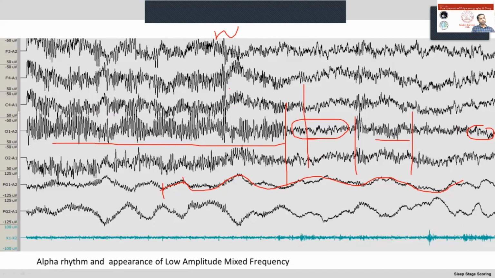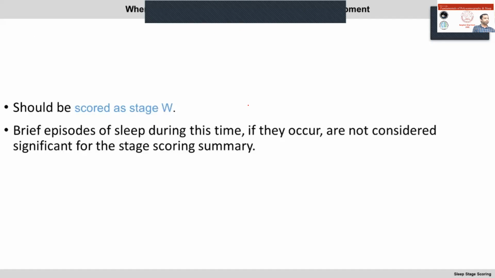So how is this wake stage getting transition into N1? So wake to N1, okay. But due to the rules, we cannot mark it as N1. We have to mark it wake, because initially I told you most of the epoch is covered by the wake stage. Okay, so it should be scored as wake. Brief episodes, this I told you already, when the subject is disconnected from the recording equipment.